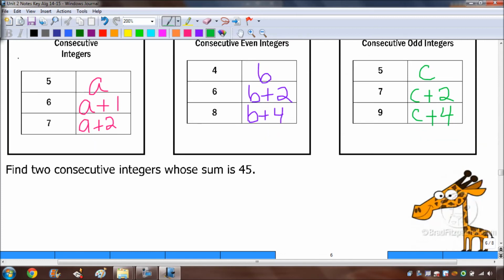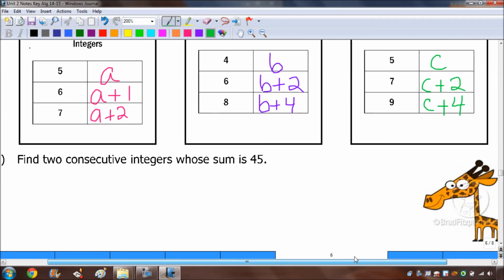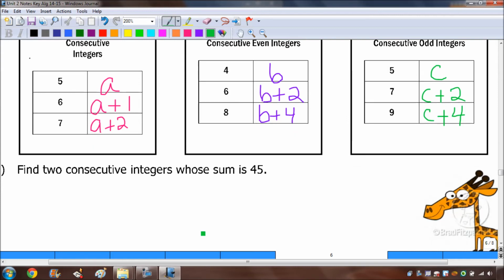So the next question, number 5, says to find 2 consecutive integers whose sum is 45. Well, they're just regular consecutive integers. They're not even or odd. So my let statements are just going to have a variable and then that variable plus 1, plus 2, plus 3, so on and so forth. In this problem, I only need to find 2. So again, just like we always do, underline key information. I want to find 2 consecutive integers. The sum is 45.